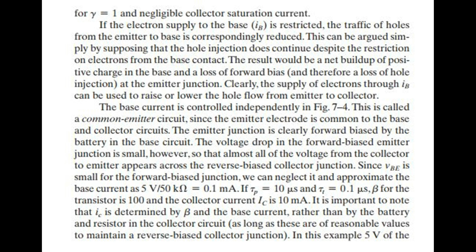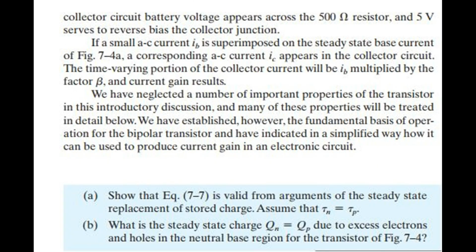IC is 10 milliamps. It is important to note that IC is determined by B and the base current, rather than by the battery and resistor in the collector circuit, as long as these are of reasonable values to maintain a reverse biased collector junction. In this example, 5 volts of the collector circuit battery voltage appears across the 500 ohms resistor, and 5 volts serves to reverse bias the collector junction.